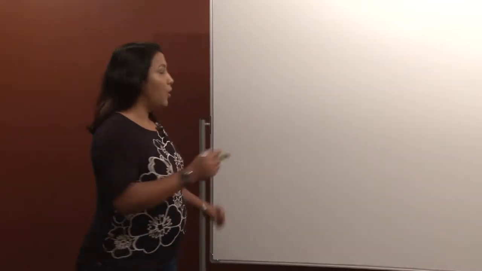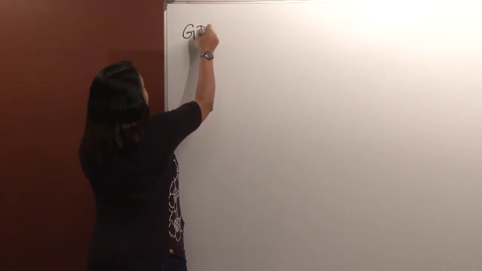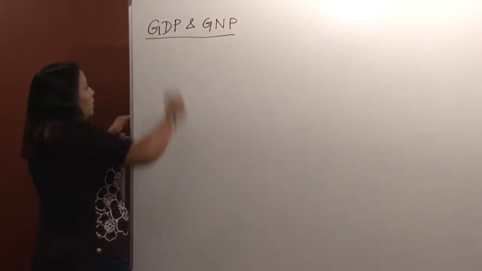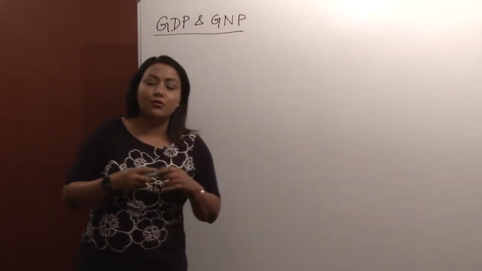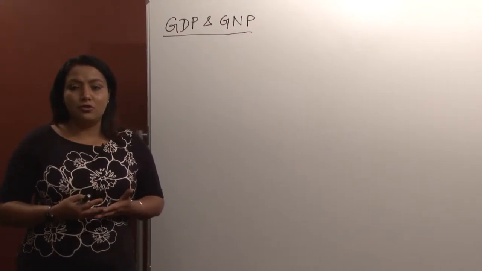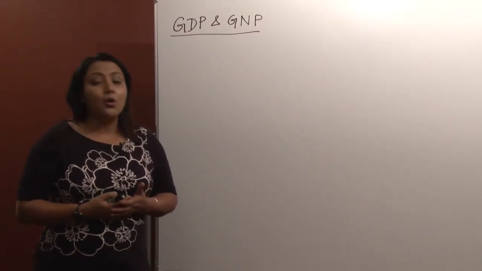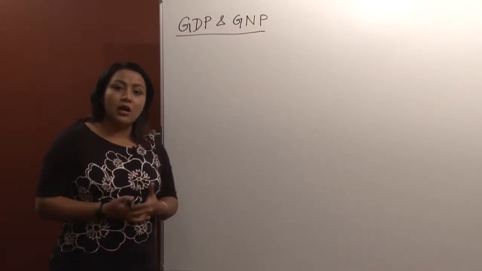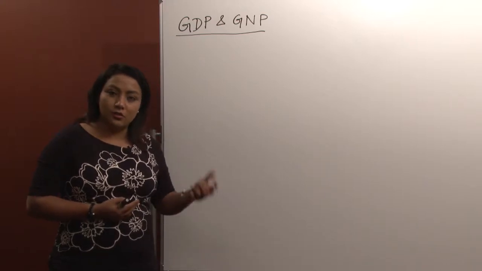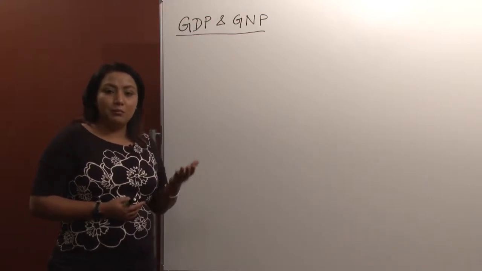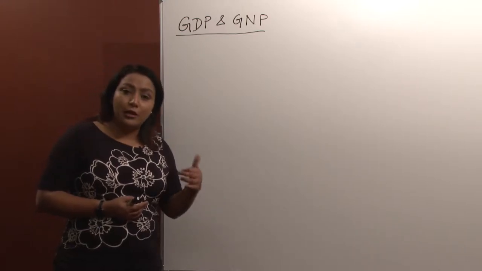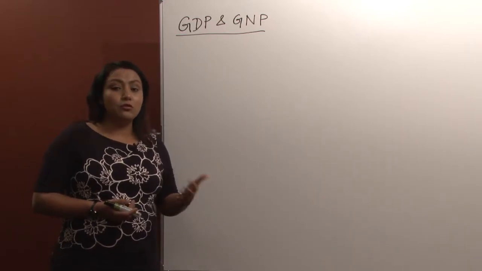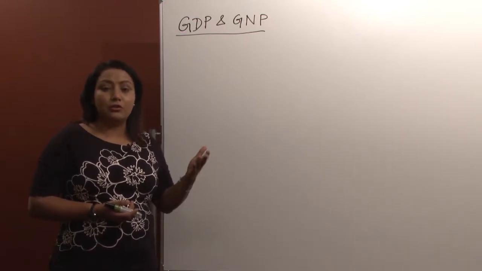So we are still going to talk about GDP and GNP today. I want to refresh your memory that so far in this chapter we have talked about the definition of GDP, that is gross domestic product. We talked about the way the national income is accounted in a country, and we did that by using the four sector circular flow model. Then we talked about the three methods of measuring GDP, which are the value added method, the income method and the expenditure method. And finally, we also talked about the exclusions and inclusions into GDP.